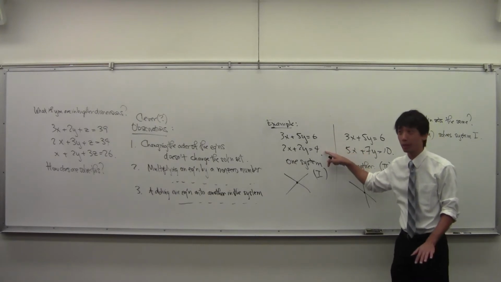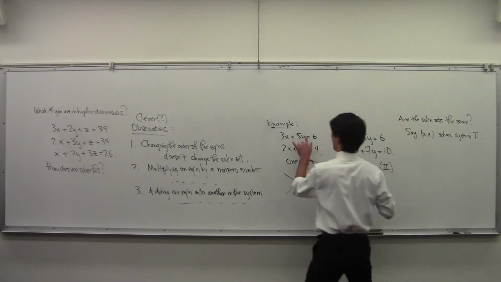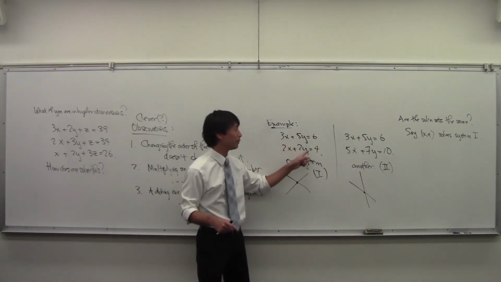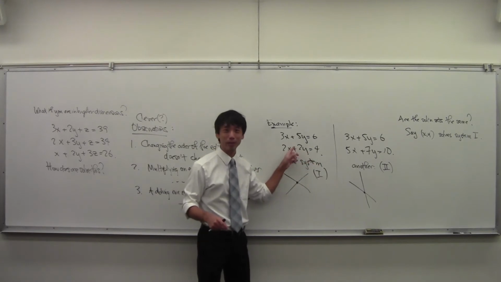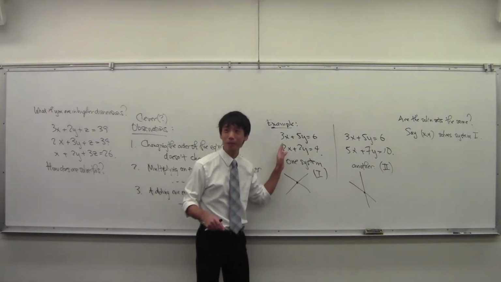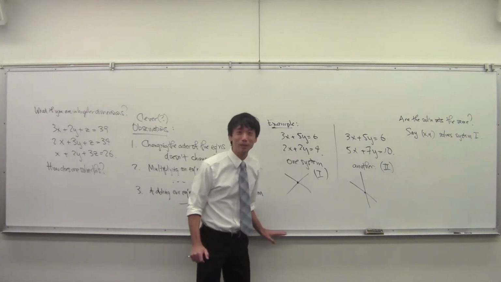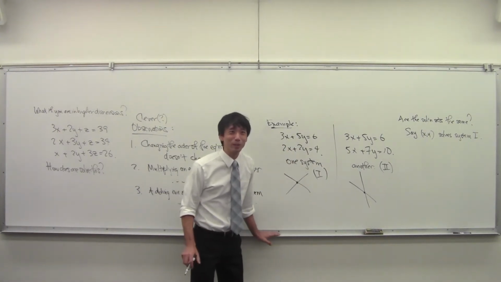Is that clear? Right? If 3x plus 5y equals 6 and 2x plus 2y equals 4, then definitely 5y plus 7y is equal to 10, right? Is that clear? Anybody confused? Some of you are looking down, you look depressed, or that you're trying to avoid.